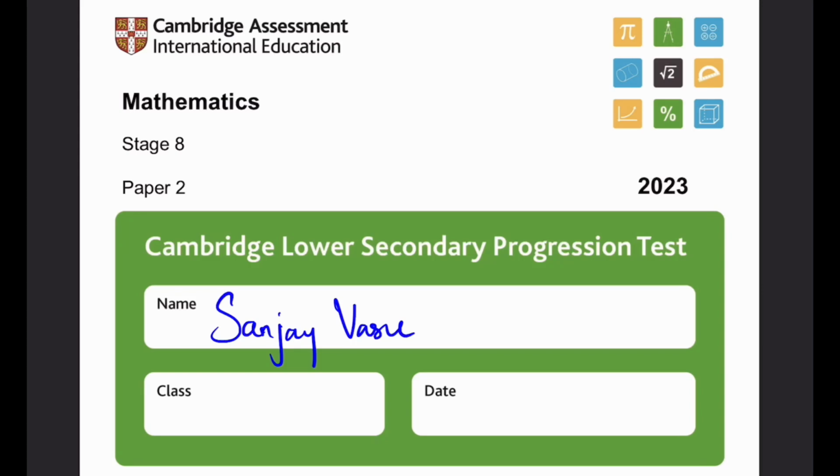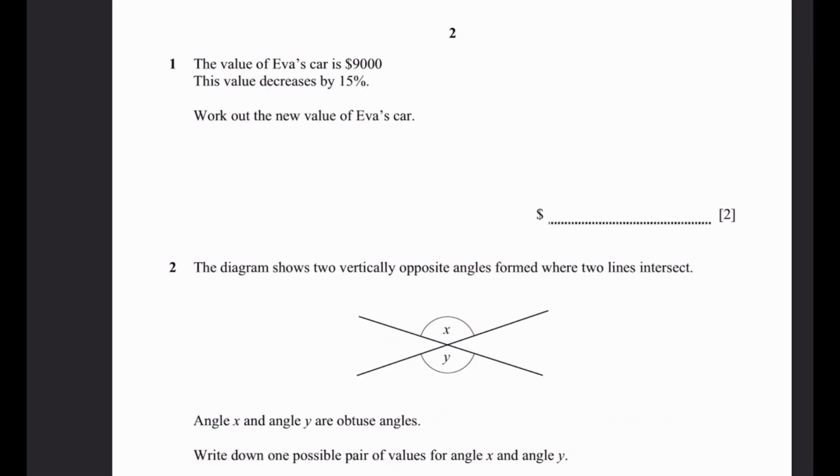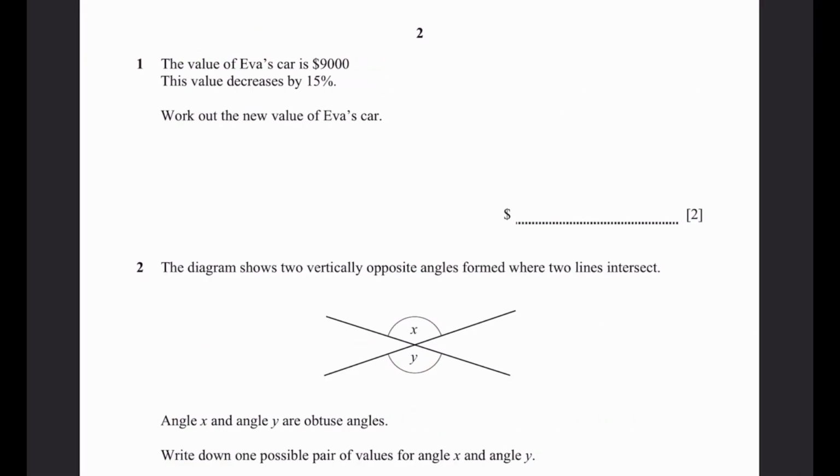This time I'm going to be doing it on the Cambridge Lower Secondary Progression Test for Mathematics Stage 8, 2023, Paper 2. Let's start. Question 1. The value of Eva's car is $9,000. This decreases by 15%. Work out the new value of Eva's car.